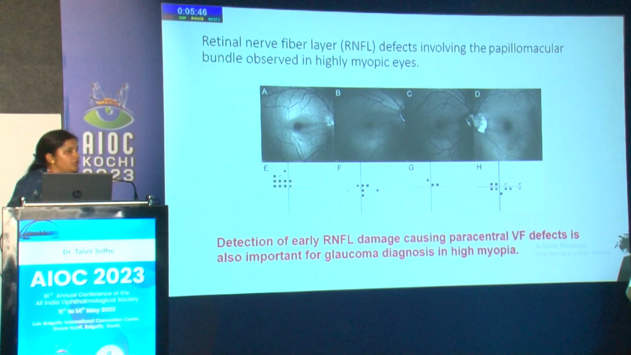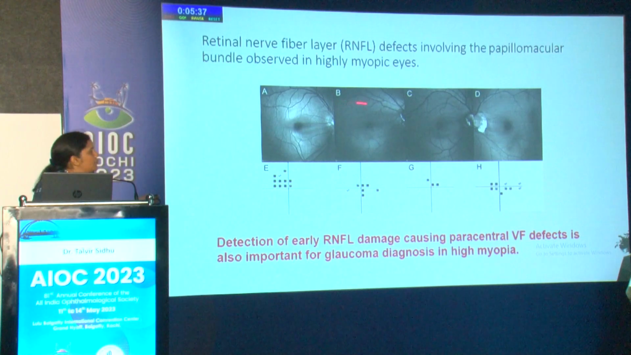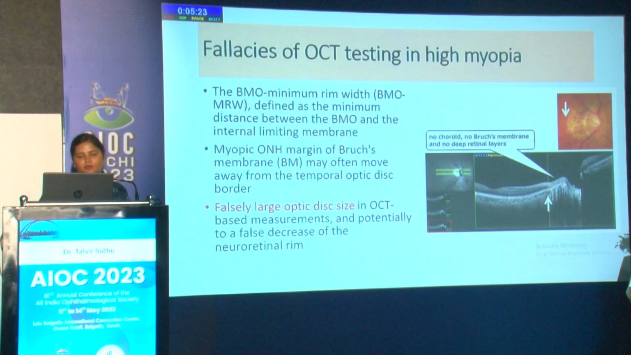Another important thing that happens in very high myopia is the papillomacular bundle defects that can be present in myopes in early glaucoma. So these should be ruled out with the help of a 10-2. It can be missed on a 24-2 because there is a 6-degree difference between each point on the visual fields that we do. Now coming to OCT.